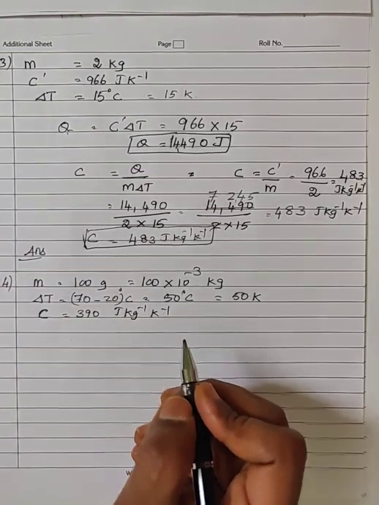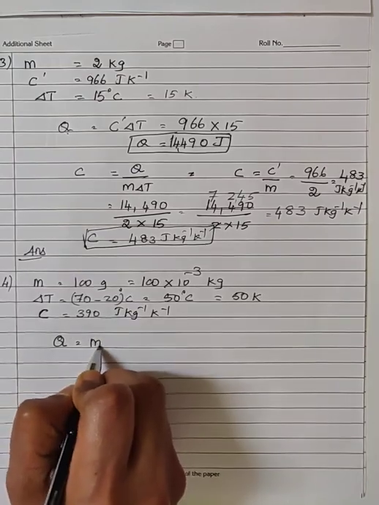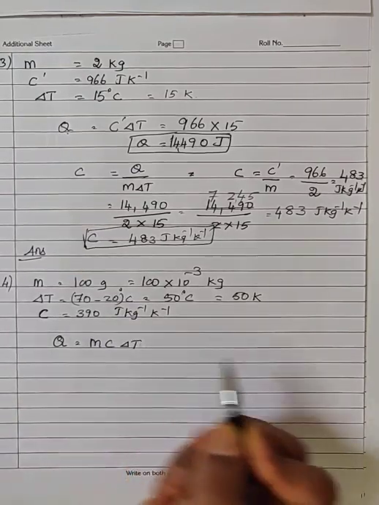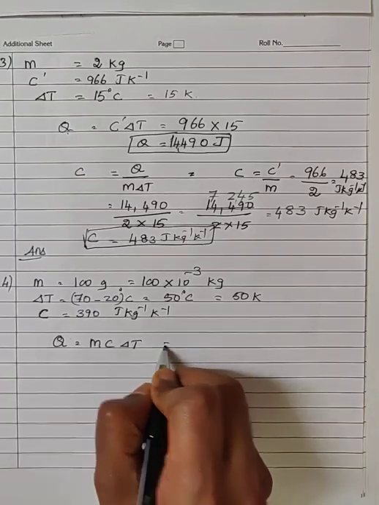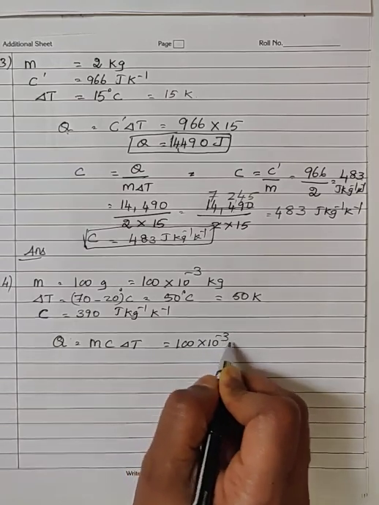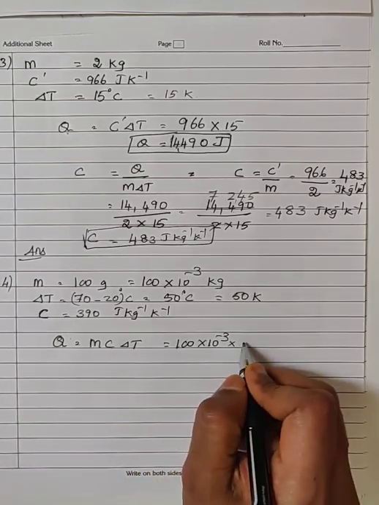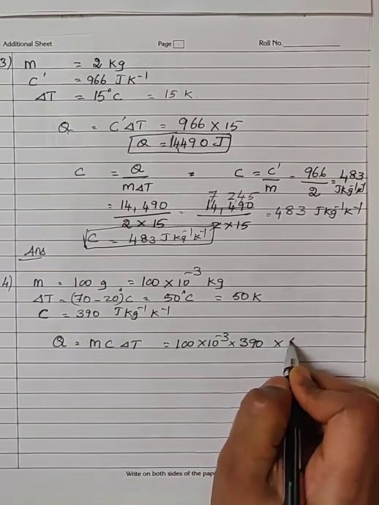Yes, you are asked to calculate the quantity of heat energy. So directly you can substitute in the formula. Q is equal to MC delta T. All the quantities we have represented in SI unit. So directly you can substitute in the expression. Mass is 100 into 10 power minus 3. C, specific heat capacity is 390. And change in temperature is 50.